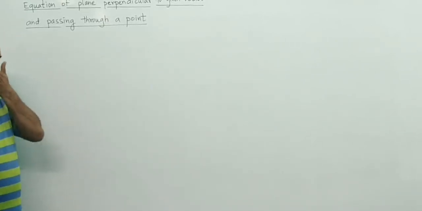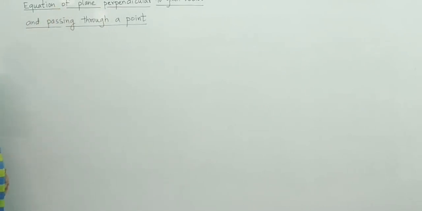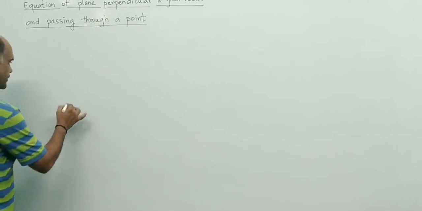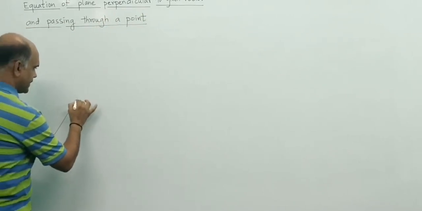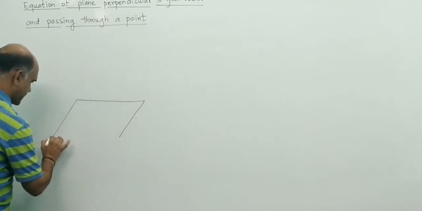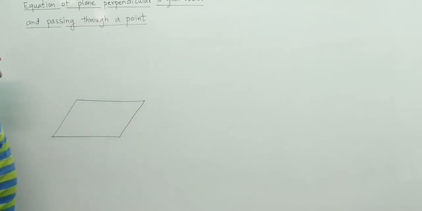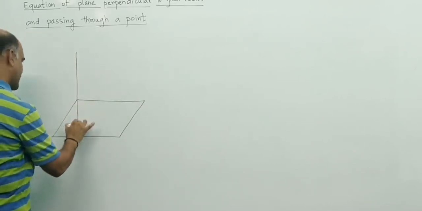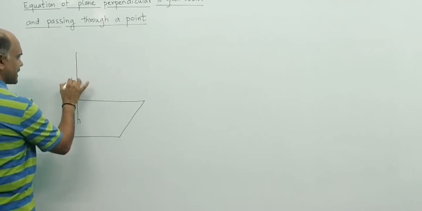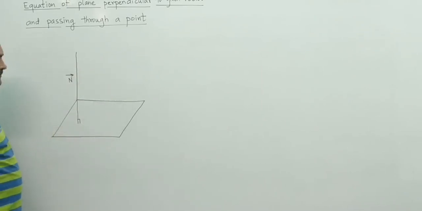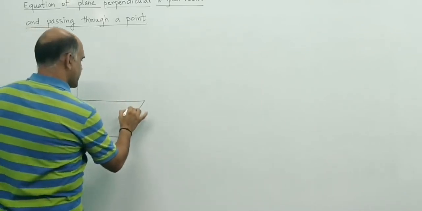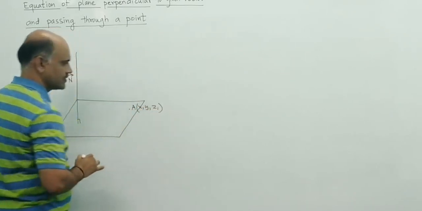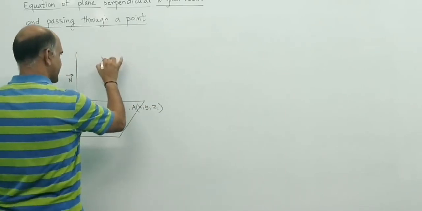So next one, students. Equation of plane perpendicular to a given vector and passing through a point. First I will take a plane. A plane is there passing through a point and perpendicular to a vector. So I will take a vector that is perpendicular to this plane, I will take it as n. There is a point A of x1, y1, z1 through which this plane is passing.